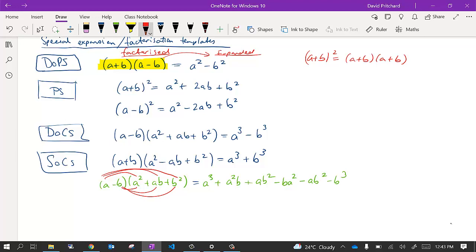Now we should be able to see here that this a squared b and negative ba squared are the same, so they cancel. And this ab squared and negative ab squared are the same, so they cancel, and we end up with a cubed take b cubed.